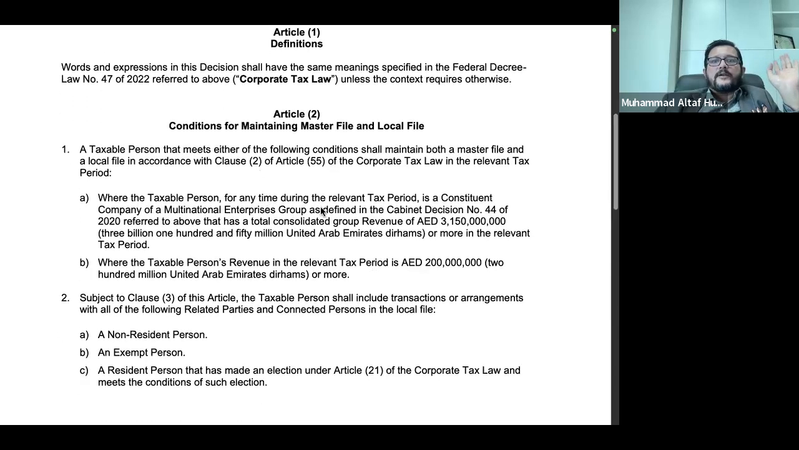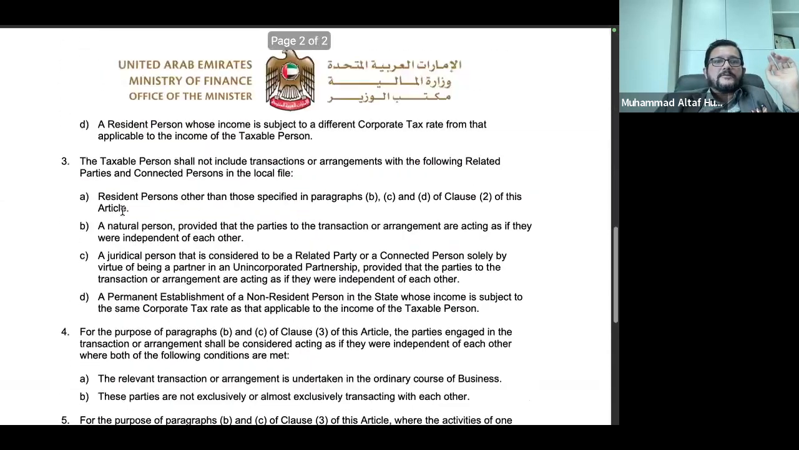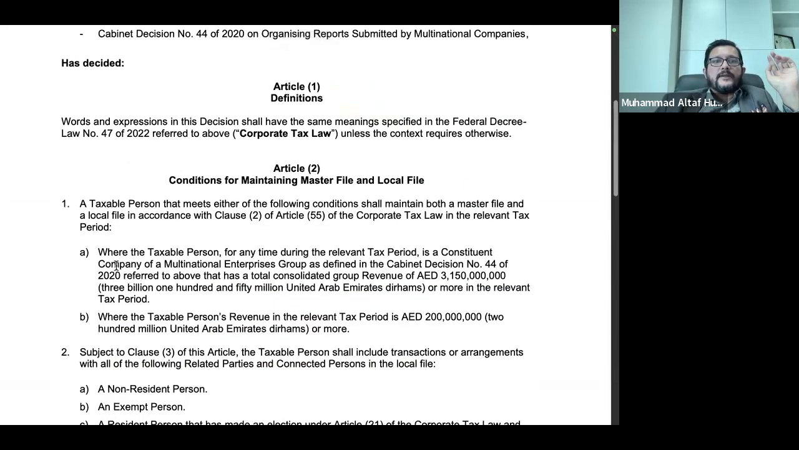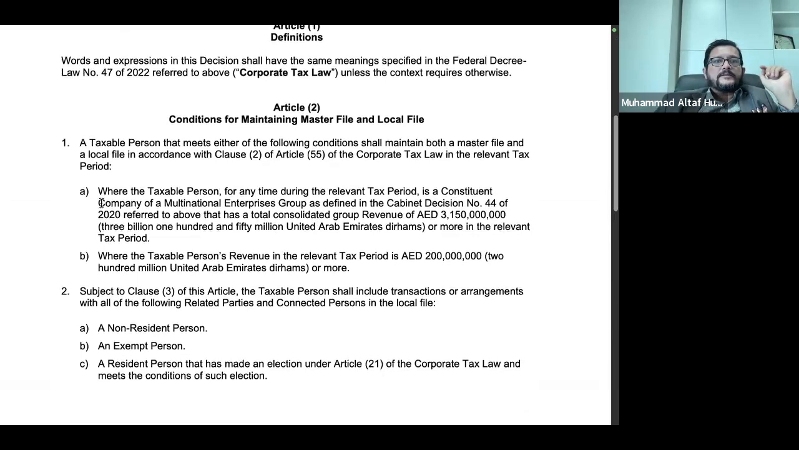Where the taxable person for any time is a constituent company of a multinational enterprise group. They have written constituent company. It should be entity, but anyway, maybe there is a reason behind it. So where are the definitions? Did they write the definitions anywhere? No, they have simply mentioned constituent company. It can be a permanent branch also. They have written it as a term, but I can't see the definition of constituent company here.